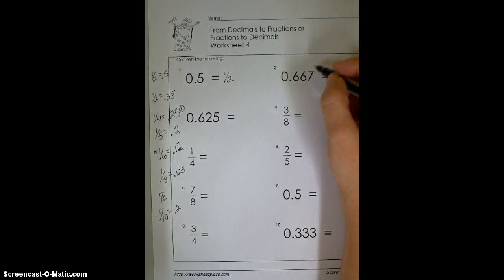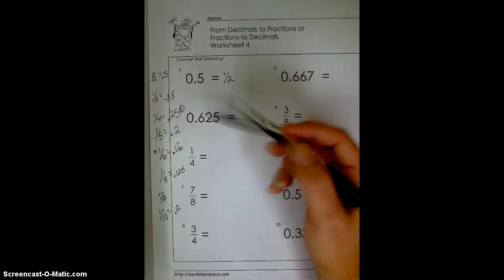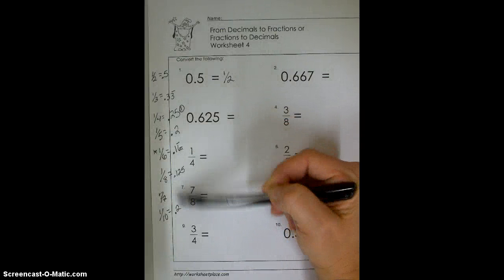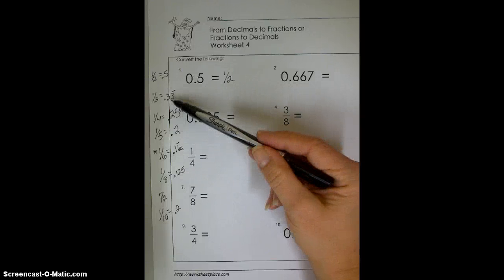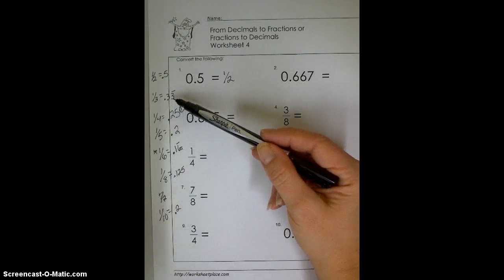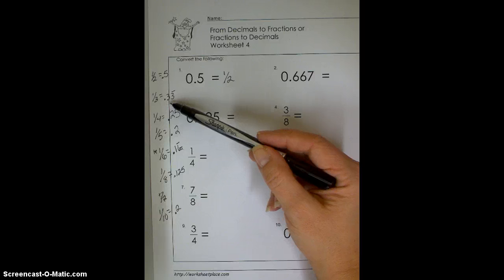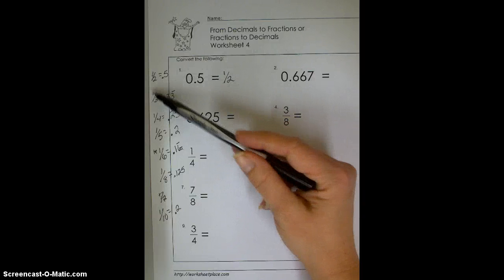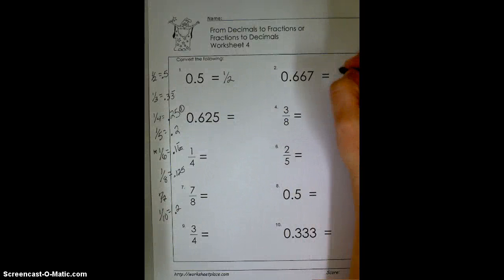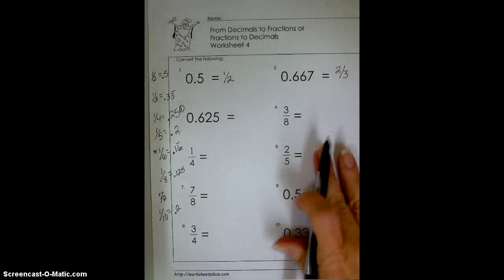0.667 gets a little bit trickier because it's hard to figure out necessarily which one it is. But if I look over here, I can see something that looks like it could work. I see 0.33. If I doubled that, I would have 0.666. So this must be 2 of those. So instead of 1/3, this would be 2/3. I'm going to skip this one and come back to it.